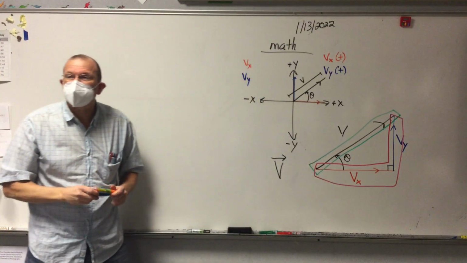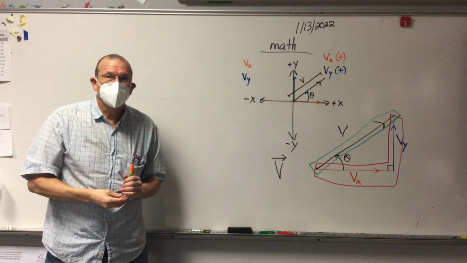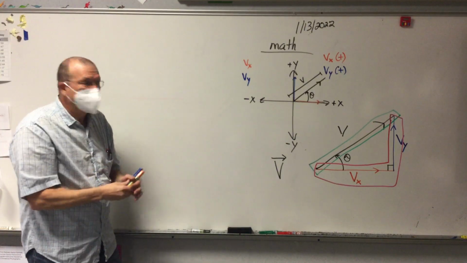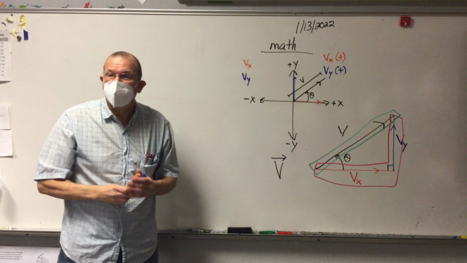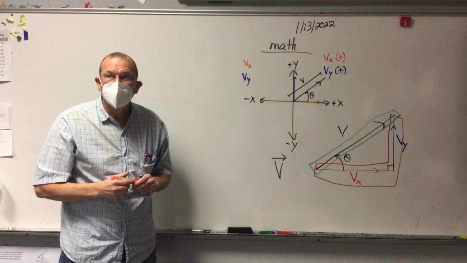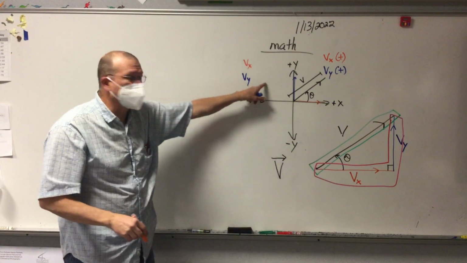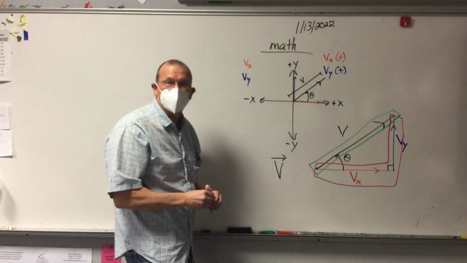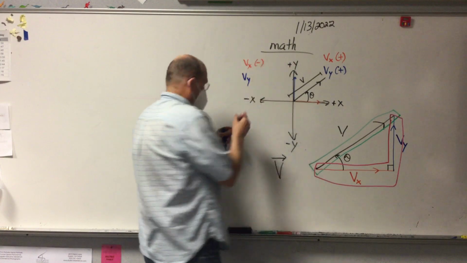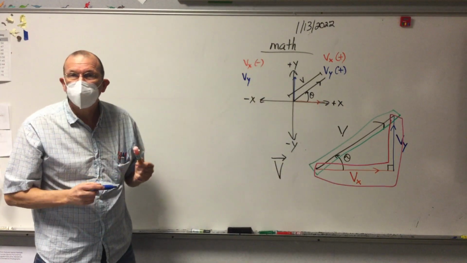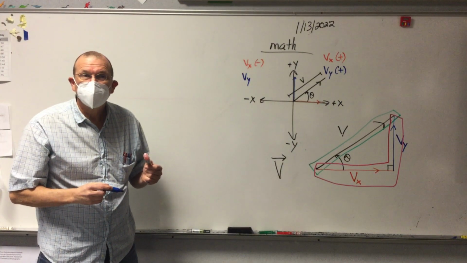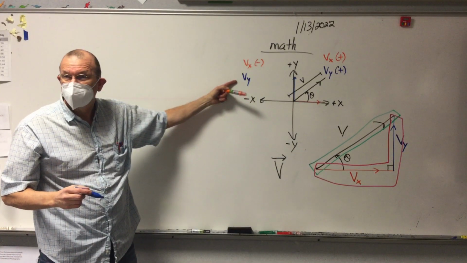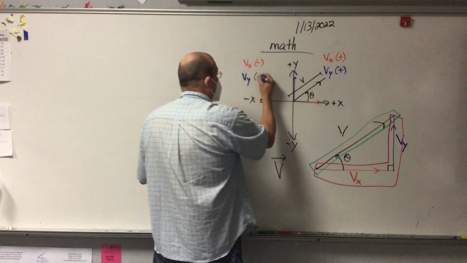Let's say you have a second quadrant vector. When you go to break it down, what sign would the Vx have? Negative. It would have to be negative because in order to go to the second quadrant, horizontally, you have to go to the left. What about Vy? It goes up, so what sign should this have? It should be positive.